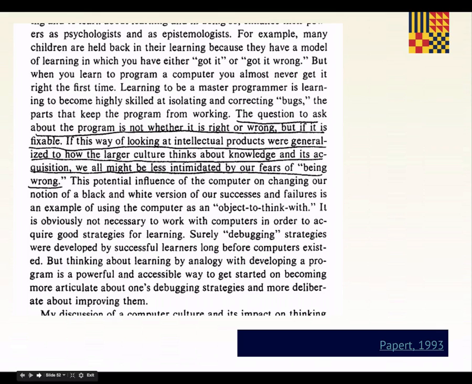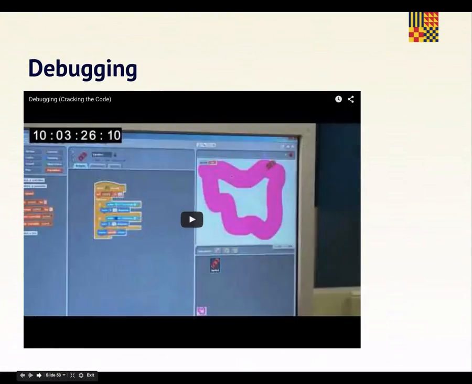And Papert argued back then that if we took that attitude of looking at where we can fix things when they go wrong and applied that to learning across the curriculum, then children would do so much better. They would be less intimidated by fears of being wrong. It's a persuasive argument, and we have illustrations of this in action. Here is more Cracking the Code material.